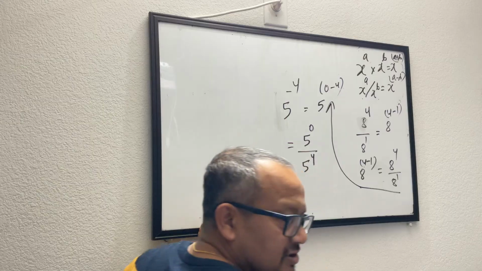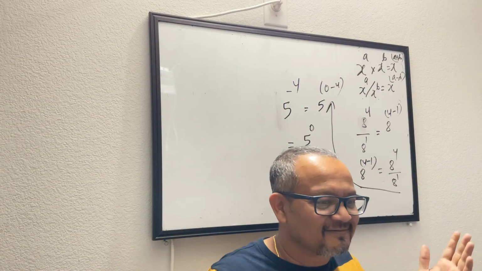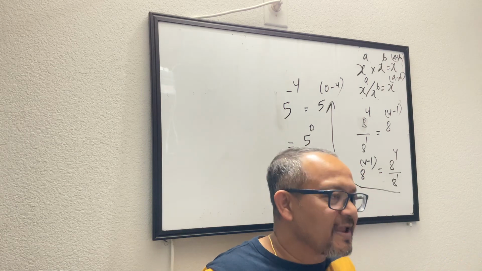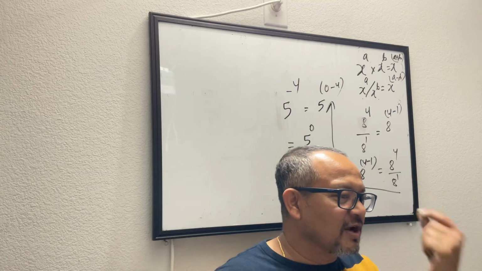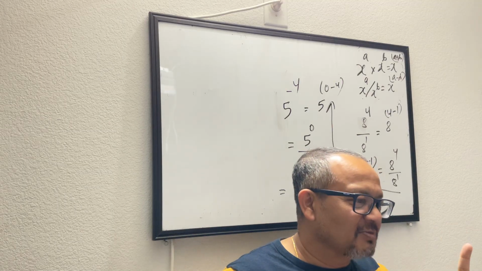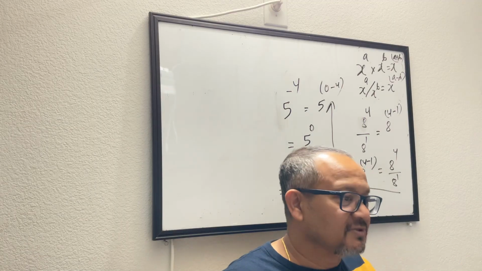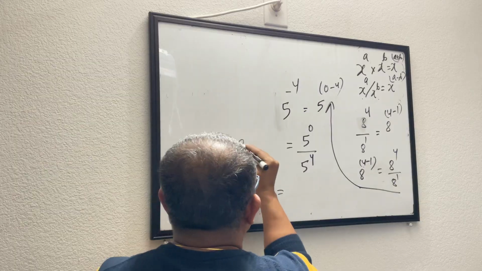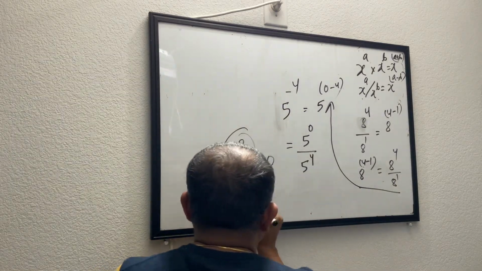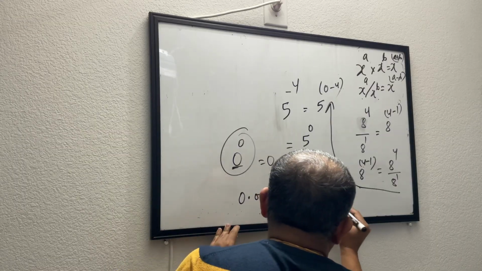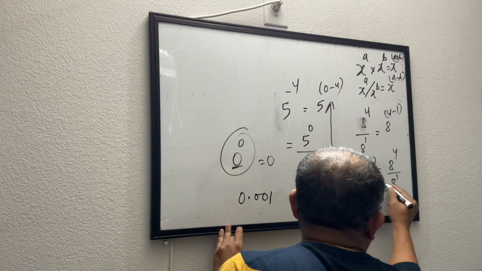5 to the power 0 is how much? 1. Yeah, it's 1. Any number to the power 0 is 1. If I promise you tomorrow I'll give you $1 billion to the power 0, I'm promising you only 1. Any number to the power 0 is 1, except 0. But any other number, be it 0.001 or 1 trillion, to the power 0 will give you a 1.